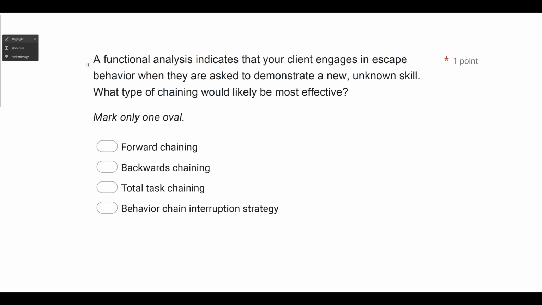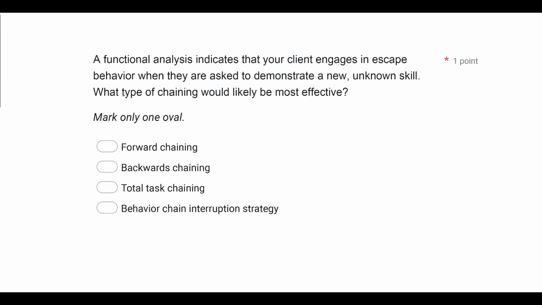A functional analysis indicates that your client engages in escape behavior when they're asked to demonstrate a new unknown skill. What type of chaining would likely be most effective? Now, this is kind of an interesting question, right? We don't have a lot of information, and all of our interventions should be individualized. But on the exam, when you aren't given a lot of information, you're going to have to draw from what you know about each intervention.